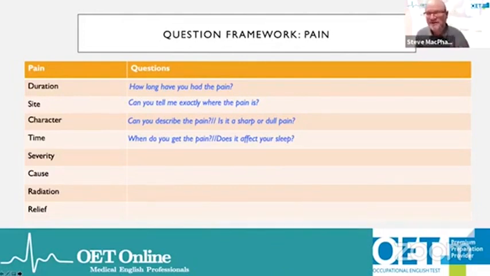Or you can ask something more specific depending on the patient's condition. Does it affect your sleep? Does it wake you up during the night? Is it worse when you're standing or worse when you're sitting? It's going to be case by case there. Okay, let's continue. Severity. And I'll give you the first words here.